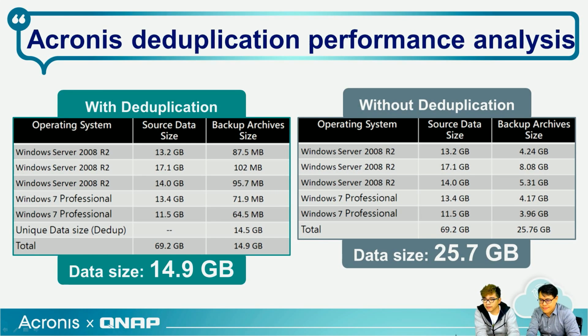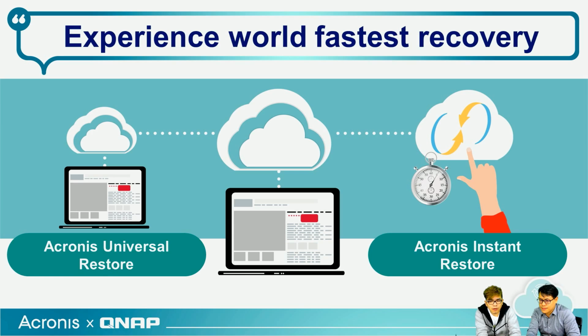So the next thing is experience. The world's fastest recovery. We have Universal Restore in Acronis and Instant Restore. The difference is Acronis Universal Restore helps you to recover your Windows or your Linux OS on a dissimilar device. You don't need a 100% same device for the spare. You can have another device for your spare, but with different hardware inside.